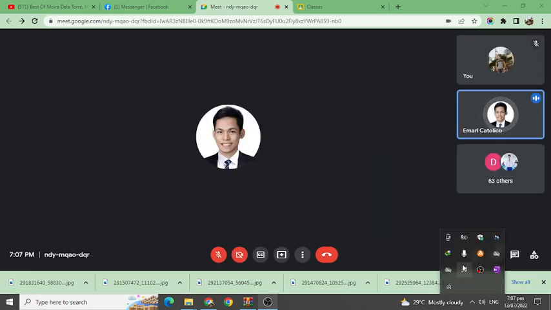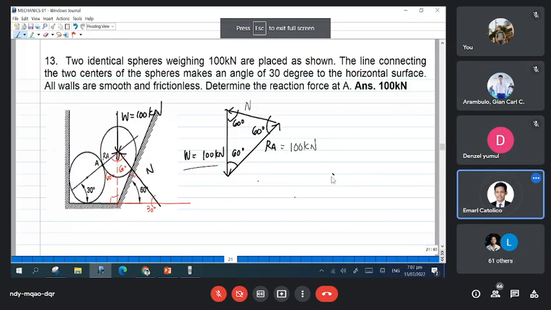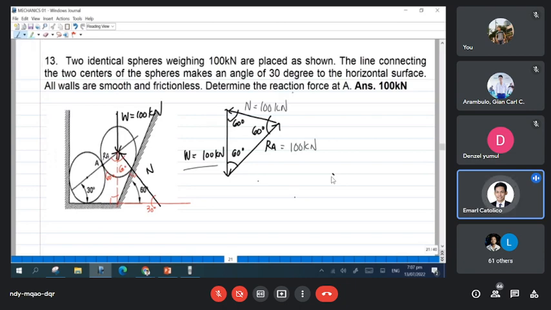Lahat ng sides niyan ay pare-parehas. Therefore, RA natin is 100 kilonewton. Normal force is 100 kilonewton. So, ang sagot dyan, the number 13, reaction at force A, RA is 100 kilonewton. So, basic trigo lang yan. Diba? Parang yan lang. Gets nyo ba? Gets na yan. Next item.